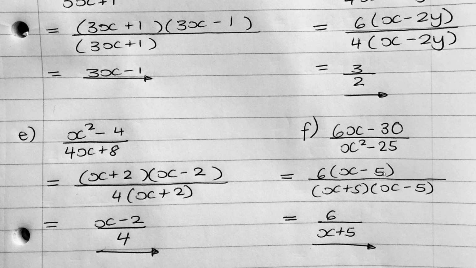F, again, I'm going to check for highest common factor. There is a highest common factor in my numerator, which is 6. Divide through by 6, and I'm left with x minus 5. And in the bottom, there's no highest common factor, but I can work with difference of two squares. So I'm going to say one bracket's positive and one negative. And then square root of x squared is x. Square root of 25 is 5. The x minus 5's will cancel, and I'm left with 6 over x plus 5. Let's move on to question 3.